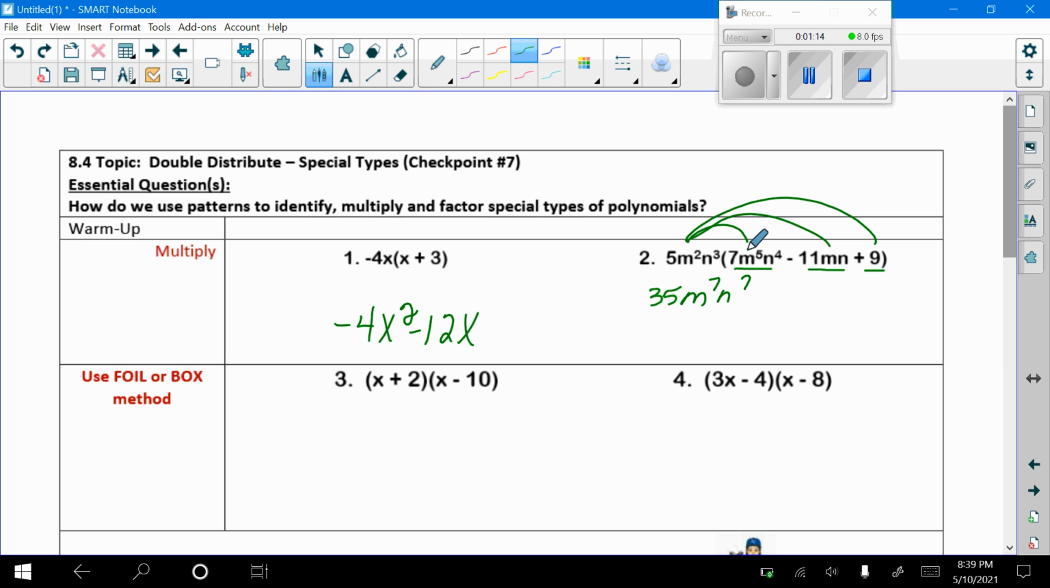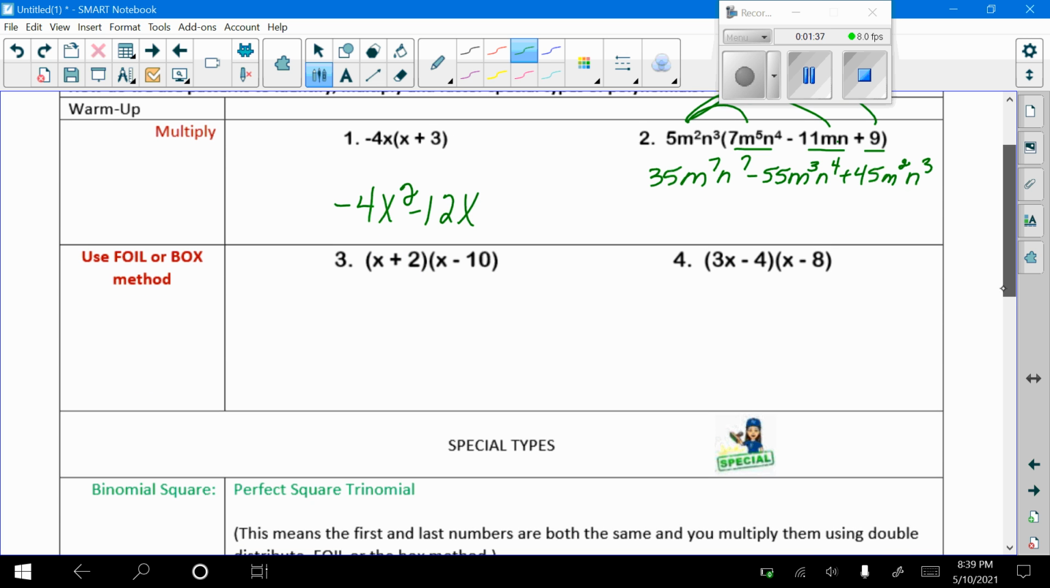Negative and a positive, so 5 times negative 11 is negative 55. And this is to the 1 and this is 2, so it's 3. N to the 3 and n to the first is n to the 4th. And then times 9, so 5 times 9 is positive 45. And then just bring it on over, m to the second, n to the third.